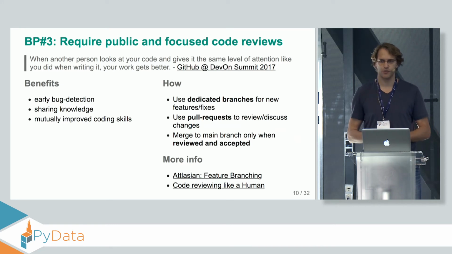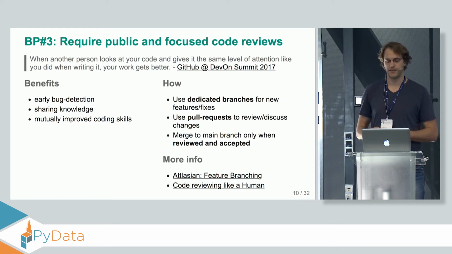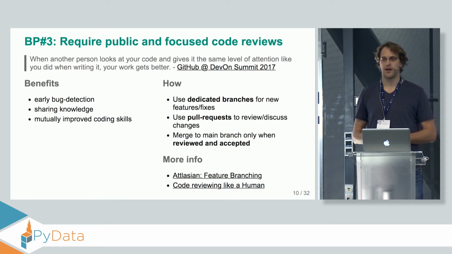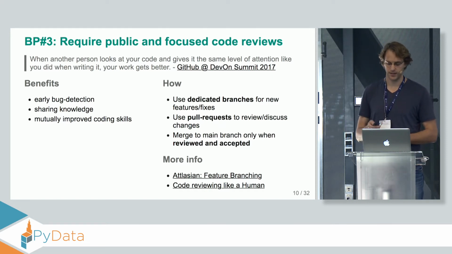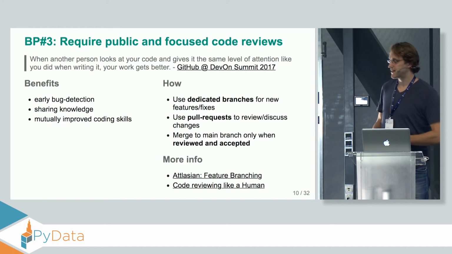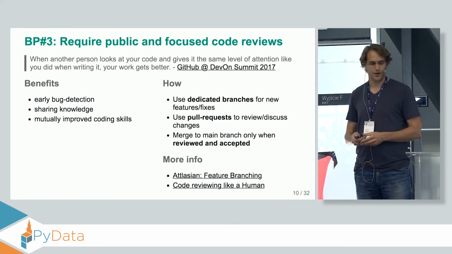How to do this? Just use dedicated feature branches which are short-lived for new features and fixes. Use pull requests and merge them only if they are reviewed and accepted by your reviewers. If you want to read more about how this works or how to do code reviews, there are 2 links below. All right, so now we have a code base. We have Git and a team, and we need to write code.